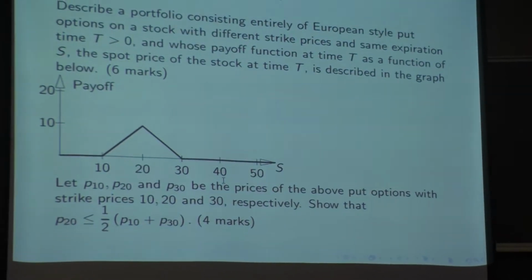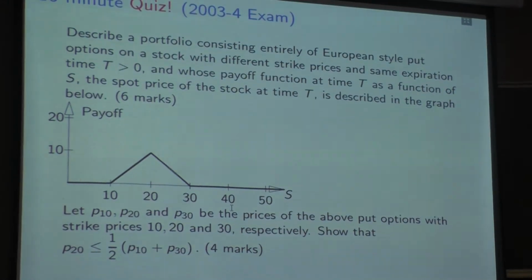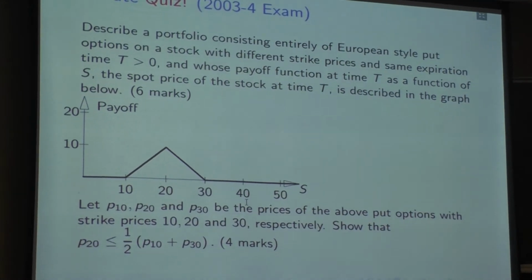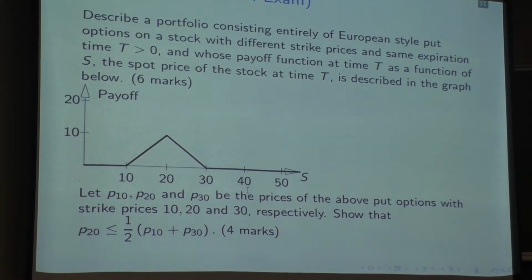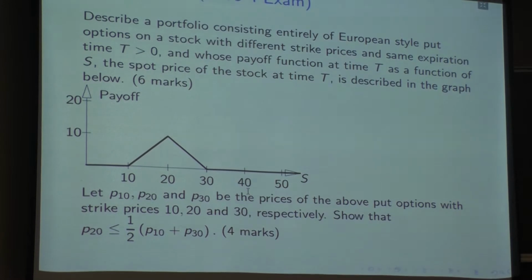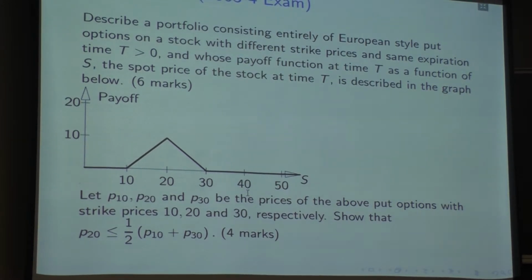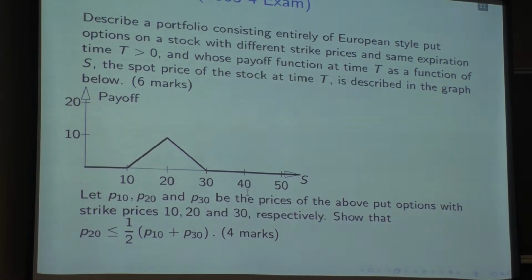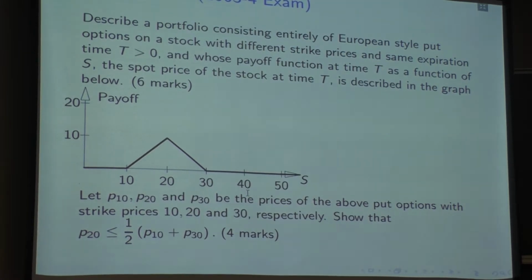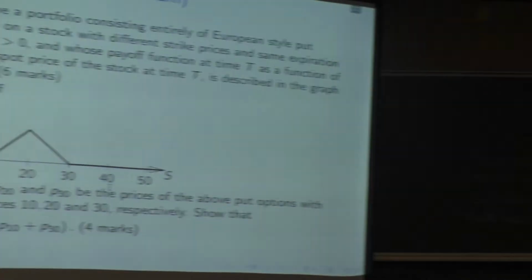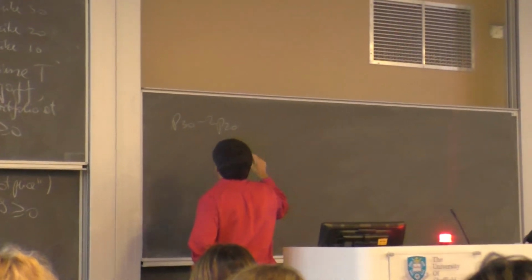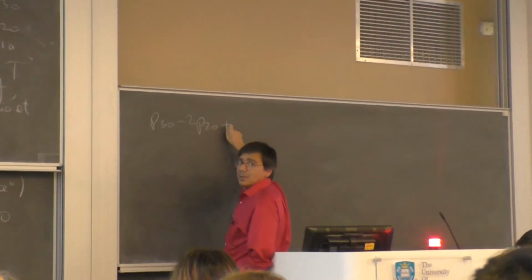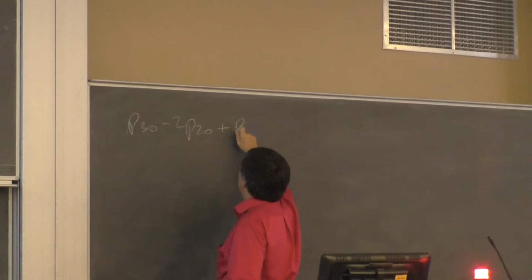Okay, so to buy this portfolio, I have to spend P30, and then I have to buy minus 2 put options, which amounts to me issuing 2 put options. So when I issue 2 put options, I'm paid twice P20. So it costs me minus twice P20. And also I have to buy the last component, which is one put option with strike price 10, which costs how much? P10.